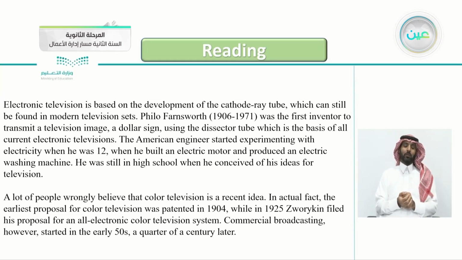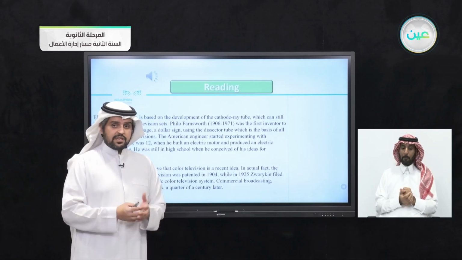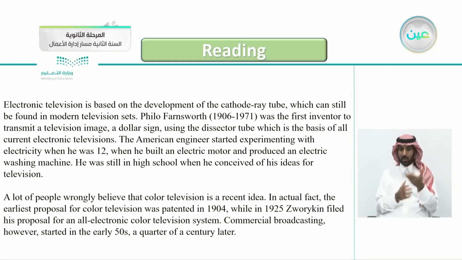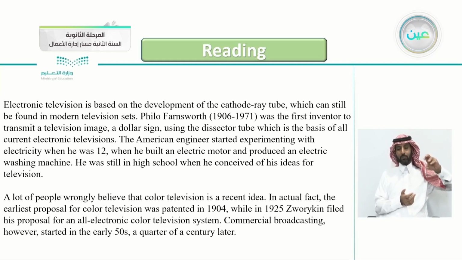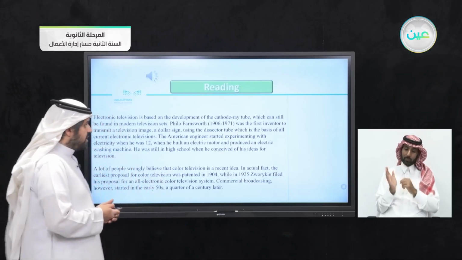So, as it says here, a lot of people wrongly believe that color television is a recent idea. In actual fact, the earliest proposal for color television was patented in 1904. That's more than 100 years. While in 1925, Zworykin filed his proposal for an all-electronic color television system. So in this article, there is a lot of information. Let's continue with the article.